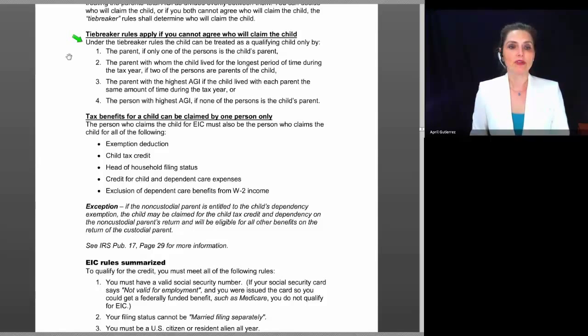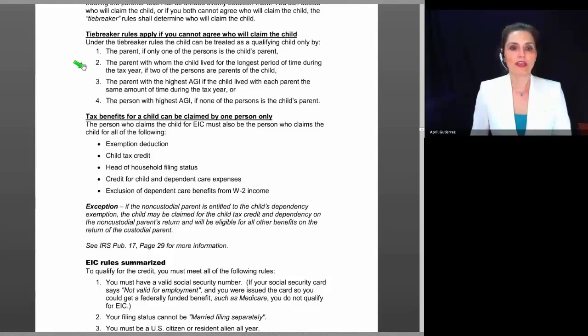And under the tiebreaker rules, the child can be treated as a qualifying child only by the parent if only one of the persons is the child's parent. So let's just suppose mom and dad between them agree to let grandma claim the kid. And then later on, mom or dad decide to file and claim that child as the dependent. Grandma's out of it, even though she was given permission, and even though her income is higher. Once a parent claims a child and it comes down to a fight, the IRS will always award the child to the parent.